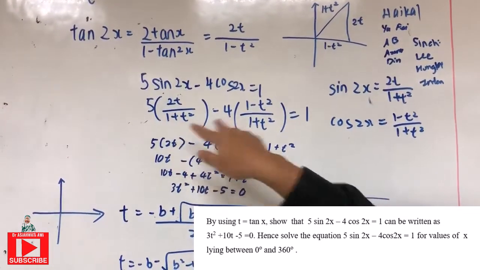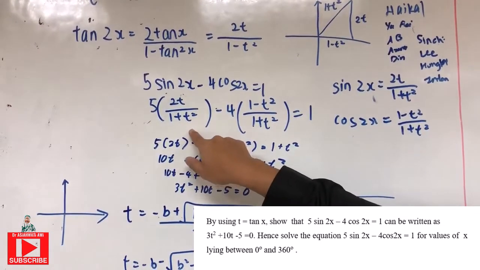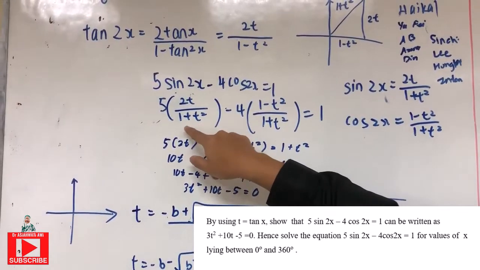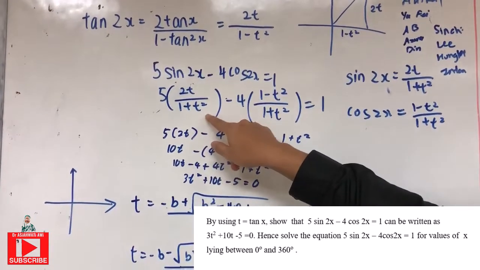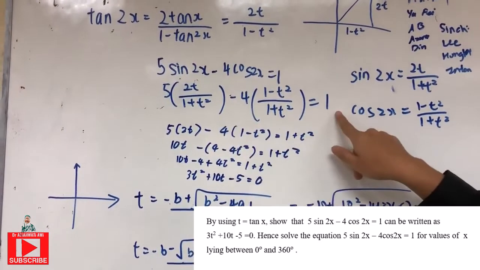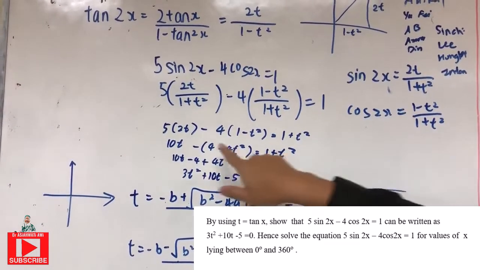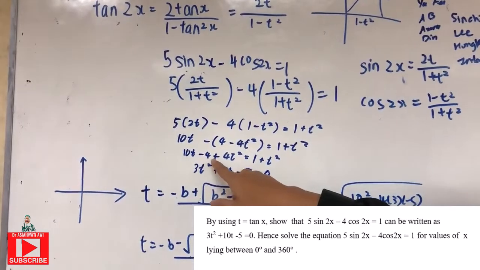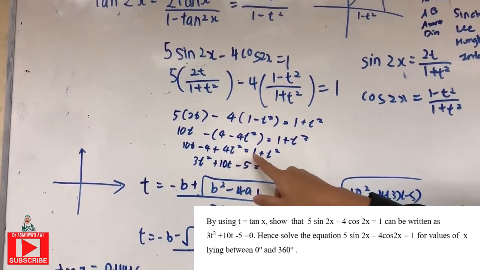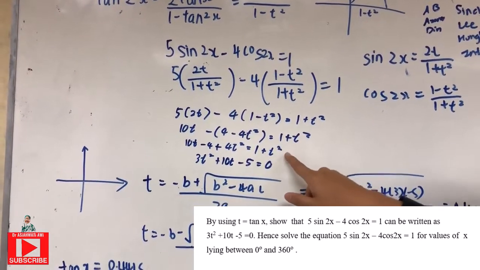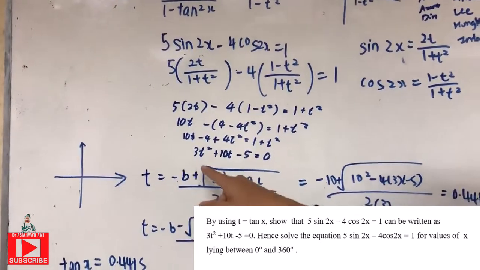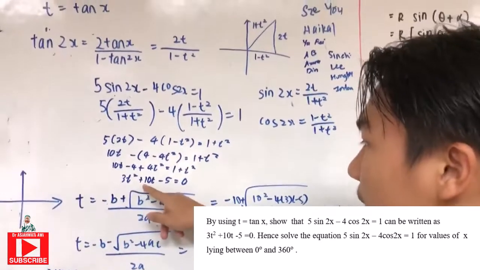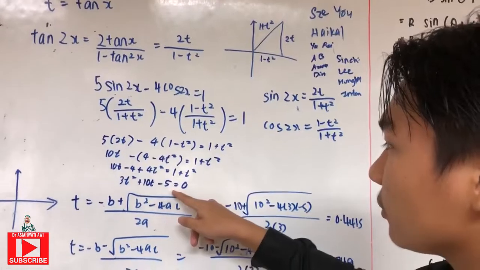We minus this 2 as usual, and 1 over 1 plus t squared we bring to the right hand side, and we just multiply as usual. We get 10t minus 4 plus 4t squared equal to 1 plus 2 squared. So we just bring everything to that side, and we will get 3t squared plus 10t minus 5 equal to 0.